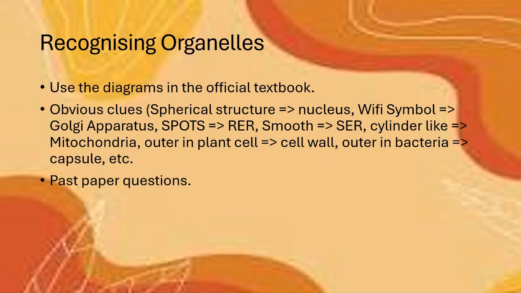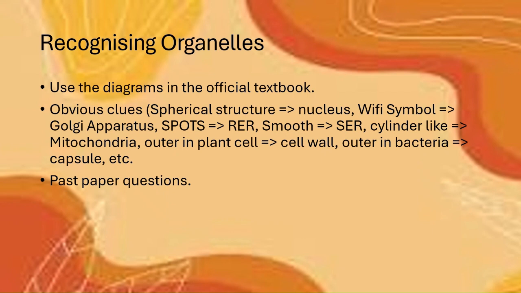If you see the Wi-Fi symbol-like structure, that's usually the Golgi apparatus, because the structure is more uniform. There's a set pattern. If you see spots on some specific structure, then that's most likely your rough ER. And if it's smooth and not so uniform, like you would notice in the Golgi apparatus, it's going to be your smooth ER. And an oval-shaped structure is usually the mitochondria.